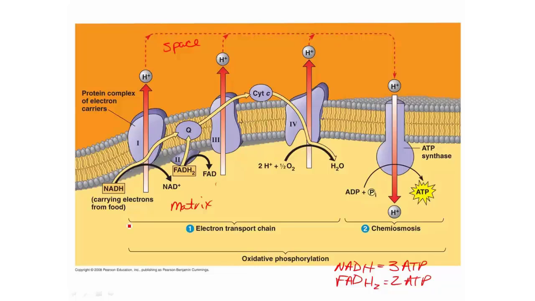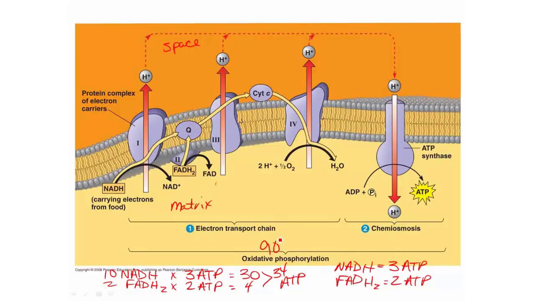If you think about the numbers we had before, we had 10 NADHs that we were working with. So those 10 NADHs will be multiplied by 3 ATPs each to give us 30. And then we've got 2 of our FADH2s, and those are going to be multiplied by 2 ATPs each, and that's going to yield 4. So that gives us our other 34 ATPs, which we said was going to be about 90% of our ATPs that we're going to get in cellular respiration.